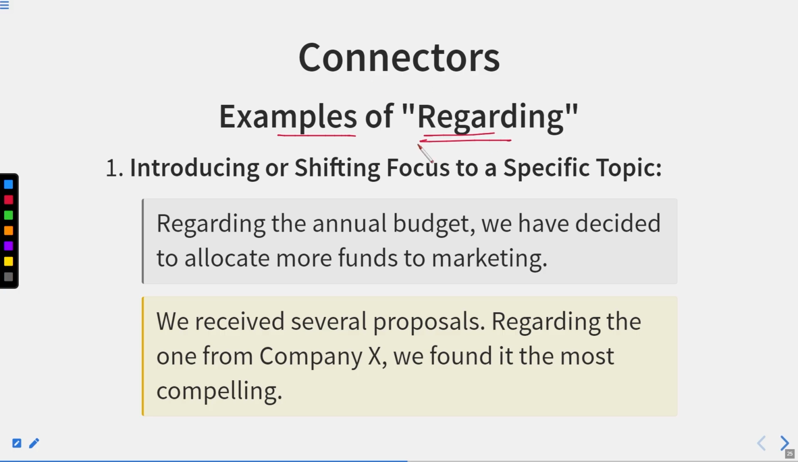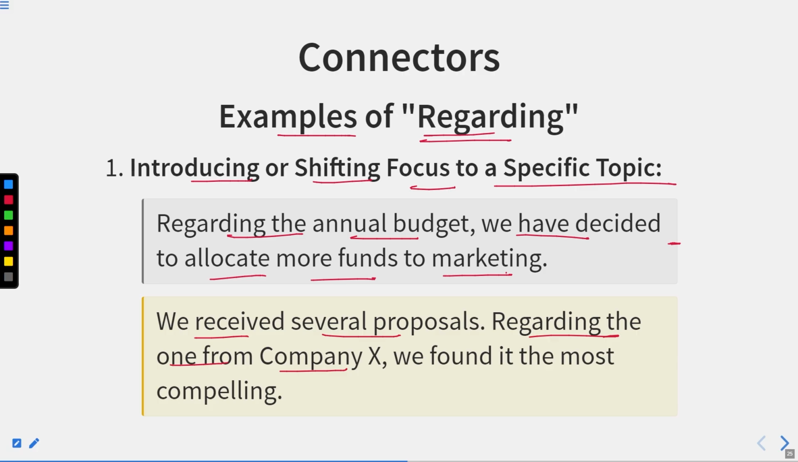Examples of regarding. Now let us see some examples of regarding. First of all, introducing or shifting focus to a specific topic. Regarding the annual budget, we have decided to allocate more funds to marketing. We received several proposals. Regarding the one from company X, we found it most compelling.